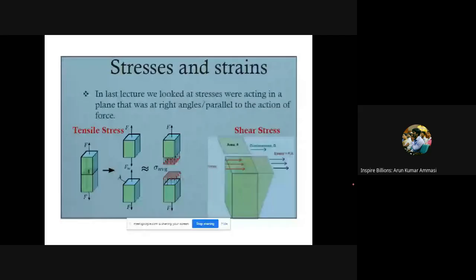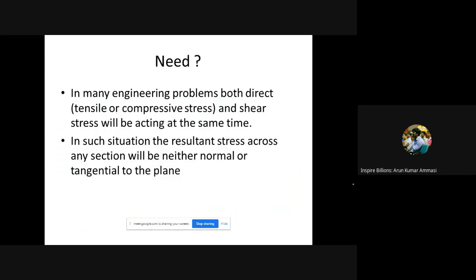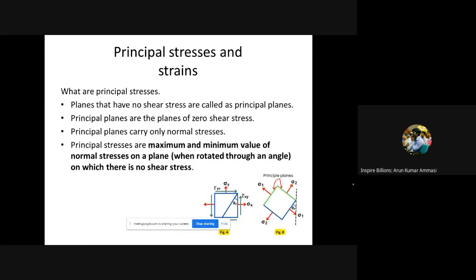So in previous slides, we had seen compressive stresses, tensile stresses, and shear stresses, where the cross-sectional area and the direction of the load are completely known, and that stress is easily calculated by taking the relationship between load and cross-sectional area. There are a few cases where a load can be acting on an unusual plane, or a plane with a different angle or orientation. So the principal stresses and strains should be understood.